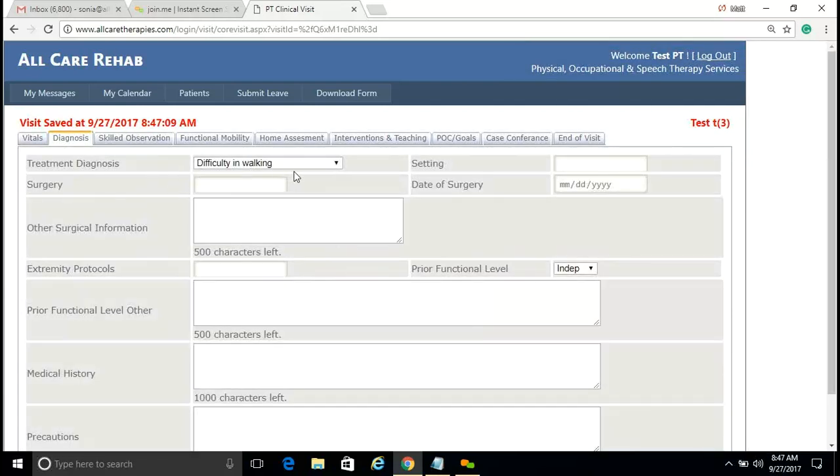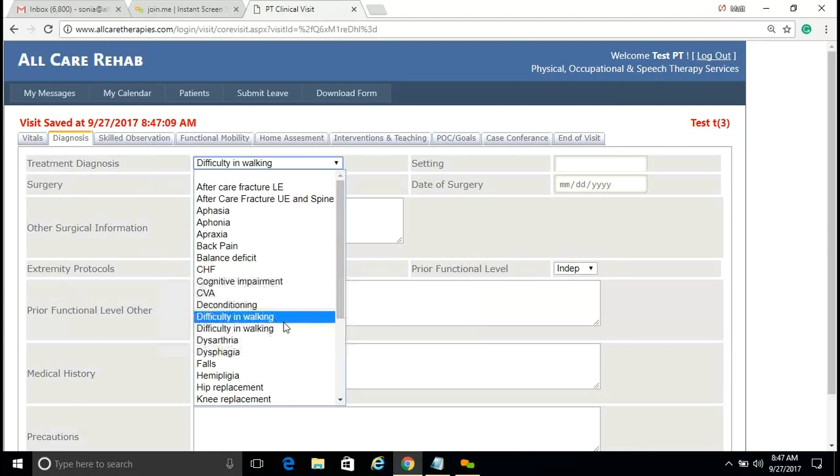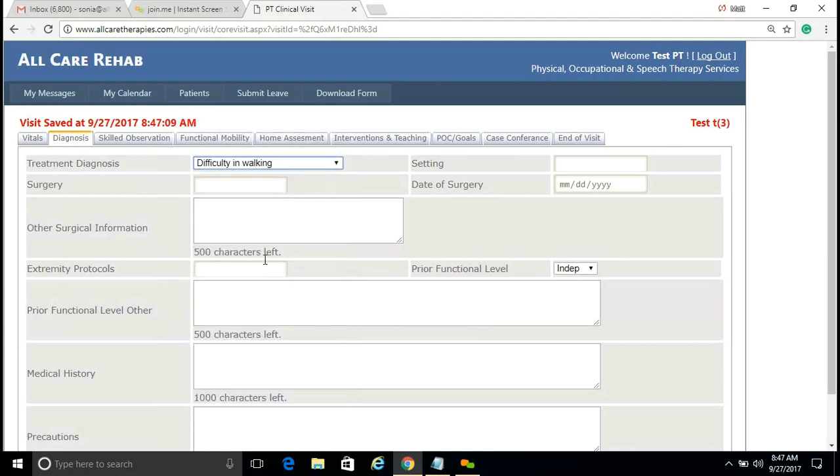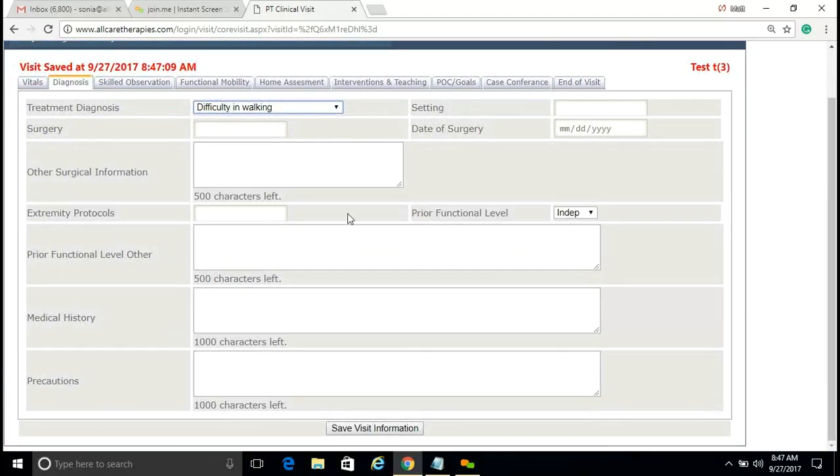Second tab is your diagnosis. You can choose what diagnosis, depending on what the diagnosis is. Prior level of function: if the patient, prior to the surgery, was able to walk a block, 10 steps with a walker, with a cane. So we definitely like to get all that information right here.